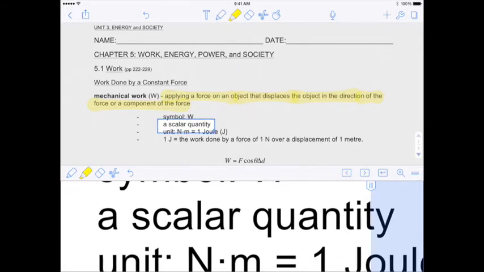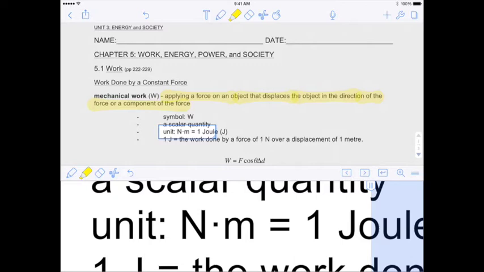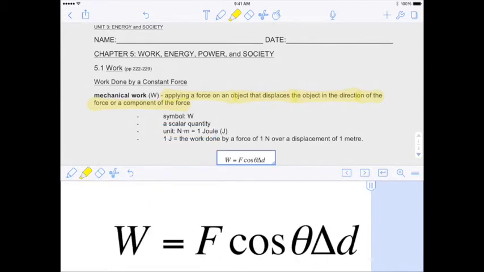The unit of measure: we're talking about applying a force onto an object and displacing the object. So we have newtons and meters. The unit for work is the Newton meter, and we define 1 Newton meter as 1 joule. So to clarify, a joule is the work done by a force of 1 Newton over a displacement of 1 meter. And here we have the equation for work.